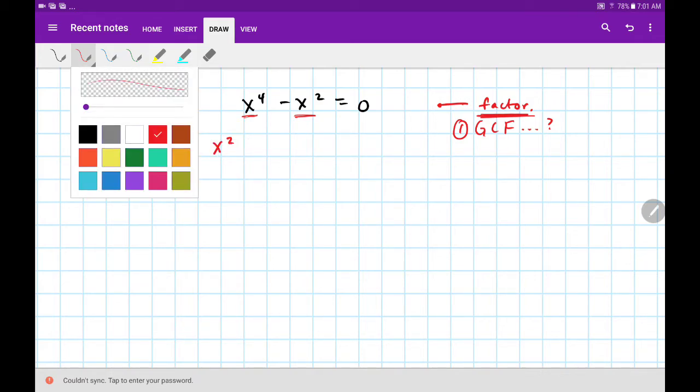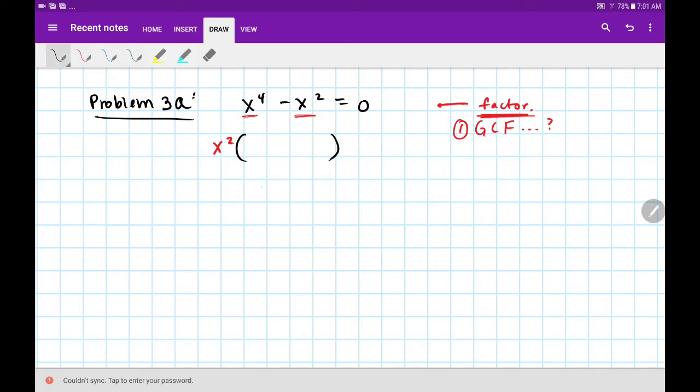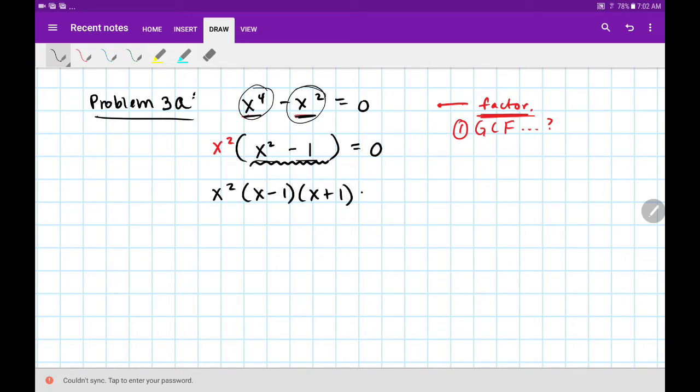Now, if I factor out an x squared, then the question is, what remains inside these parentheses? Since I have two terms here, I must have two terms here. x squared times x squared will give me the x to the fourth, and then x squared times negative 1 will give me the minus x squared that I need. So I can factor it further by looking inside right here and recognizing that that's actually a difference of squares. So I'm going to finish factoring using difference of squares, and now I'm in fully factored form.